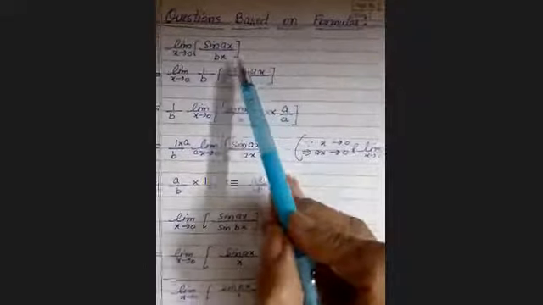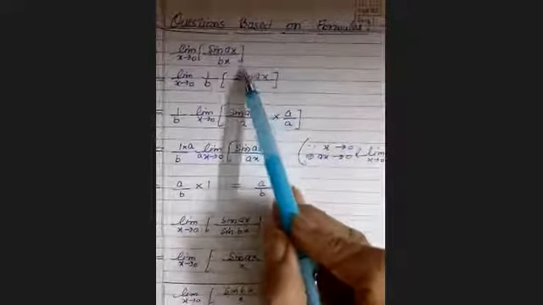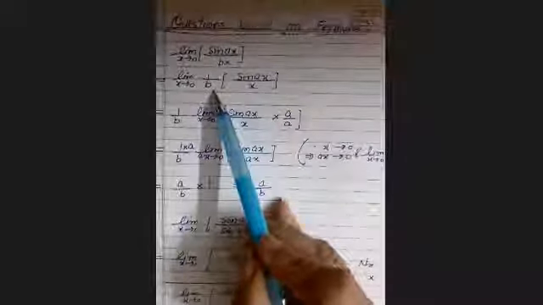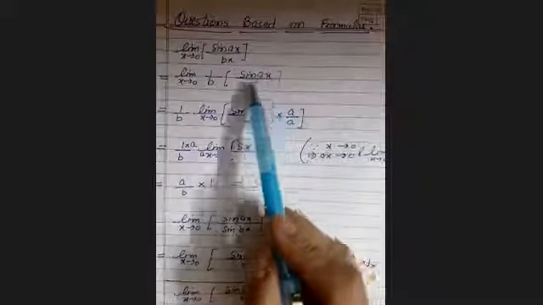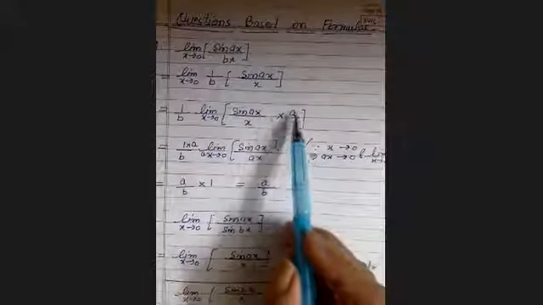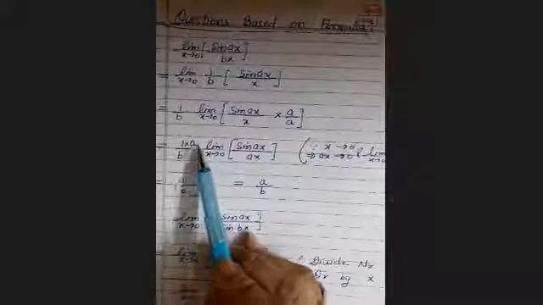Number 1 is, limit x tends to 0, sin ax upon bx. You can see b we can take out like this. B we can separate, and sin ax upon x is left. Here the angle is ax. That's why in the denominator ax is required. That's why we are multiplying and dividing by a. And this a is out from the limit. A upon b is left.